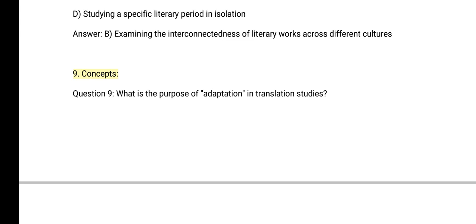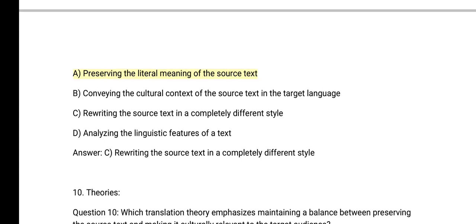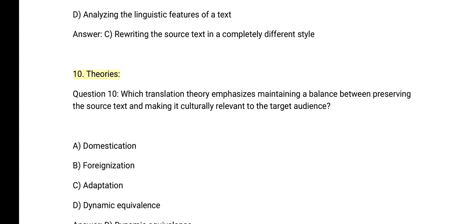9. Concepts. Question 9. What is the purpose of adaptation in translation studies? A. Preserving the literal meaning of the source text. B. Conveying the cultural context of the source text in the target language. C. Rewriting the source text in a completely different style. D. Analyzing the linguistic features of a text. Answer. C. Rewriting the source text in a completely different style.